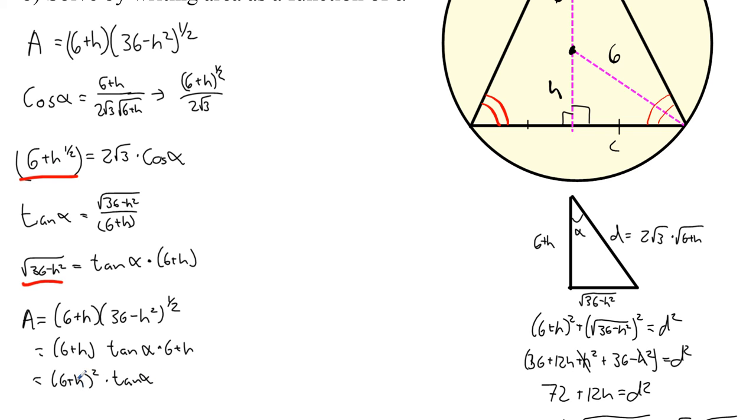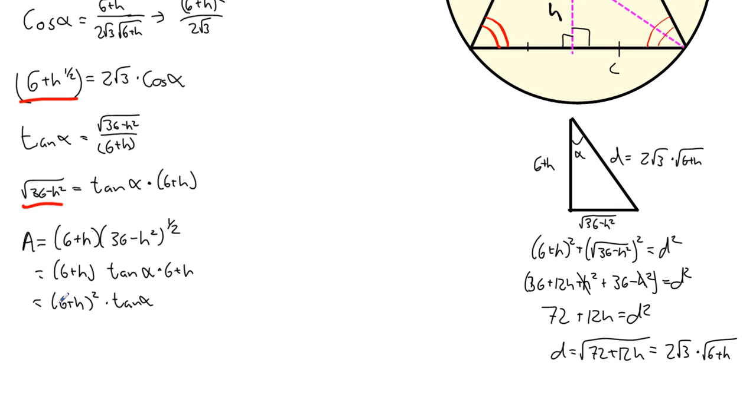Now (6 plus h) to the 1/2 is 2 square root of 3 cosine alpha. Well, if I have squared, then I have 4 times (6 plus h) to the 1/2. So I can change this (6 plus h) squared to (2 square root of 3 cosine alpha) to the 4th times tangent alpha. And I know that that looks crazy.